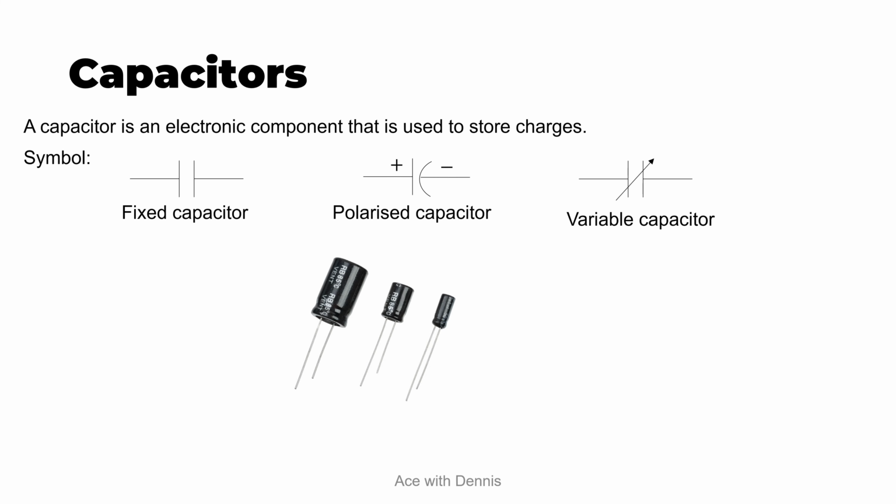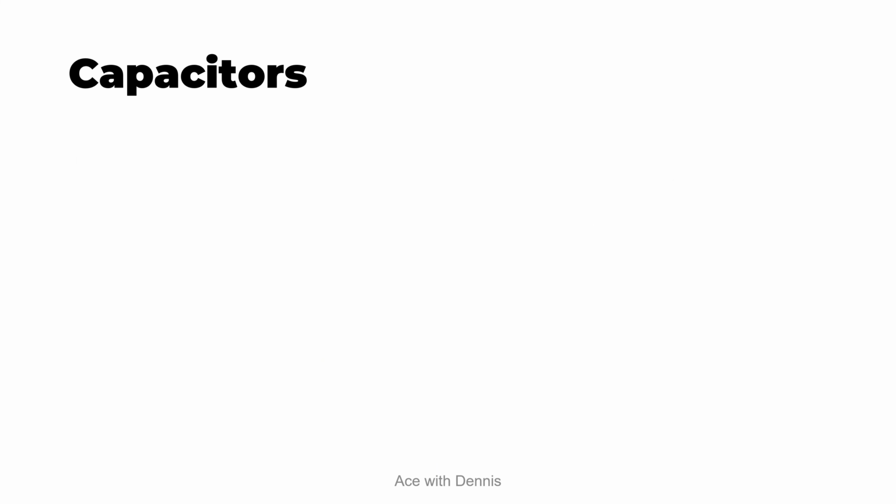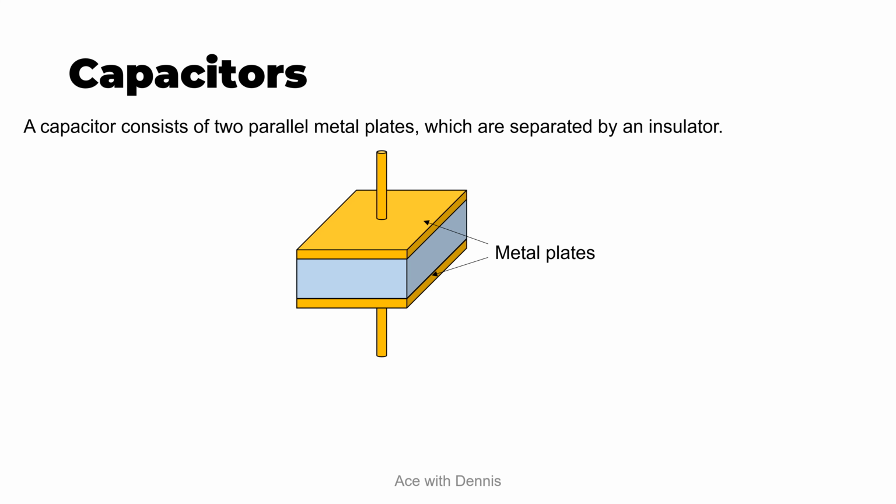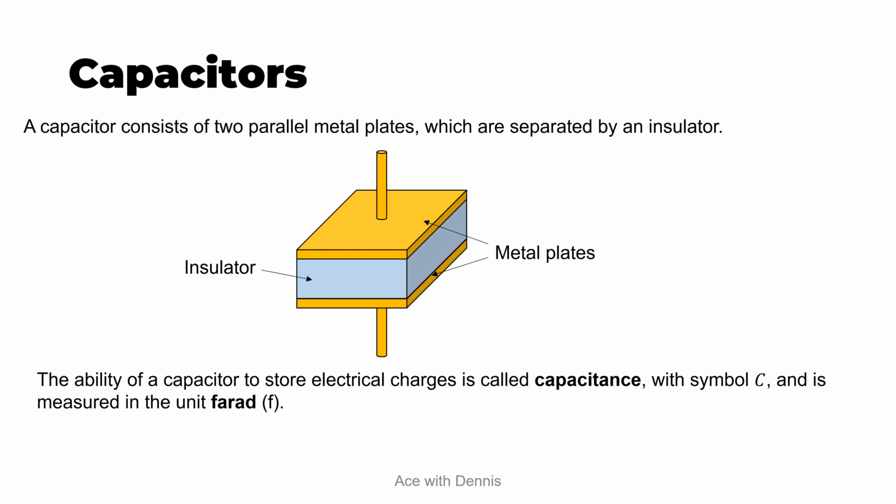And here is how a capacitor looks physically. So we have one leg longer than the other leg, where similar to a diode, the longer leg is the anode, the shorter leg is the cathode. A capacitor consists of two parallel metal plates which are separated by an insulator. So here is how it looks like. These two are the metal plates, and in between them is the insulator. The ability of a capacitor to store electrical charges is called capacitance with symbol C, and is measured in the unit farad, F.